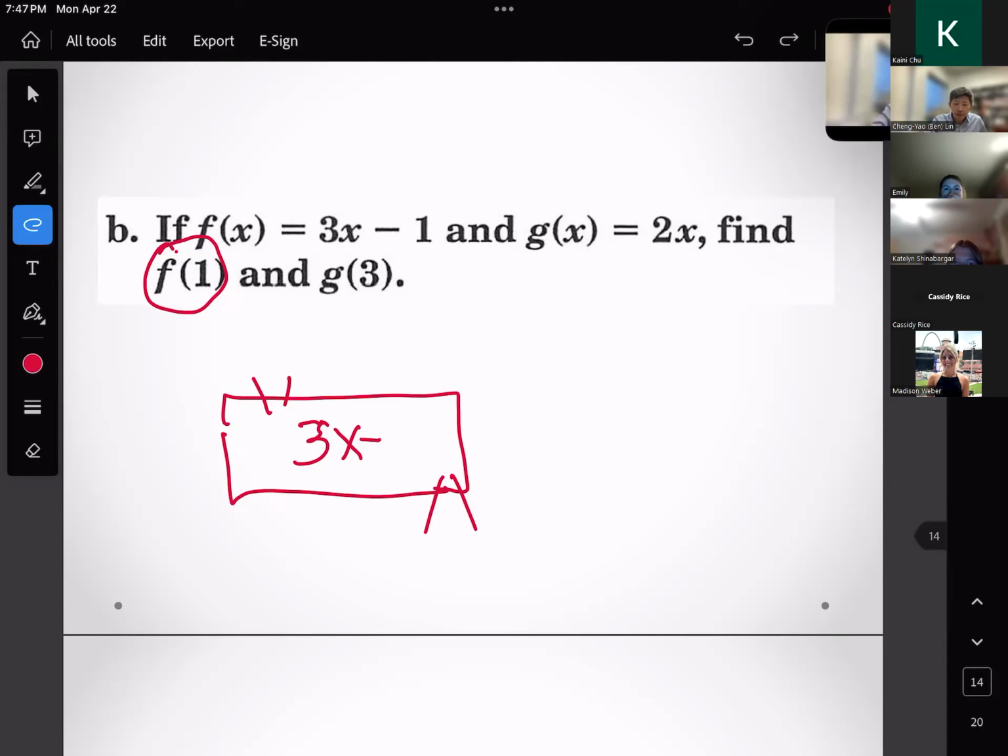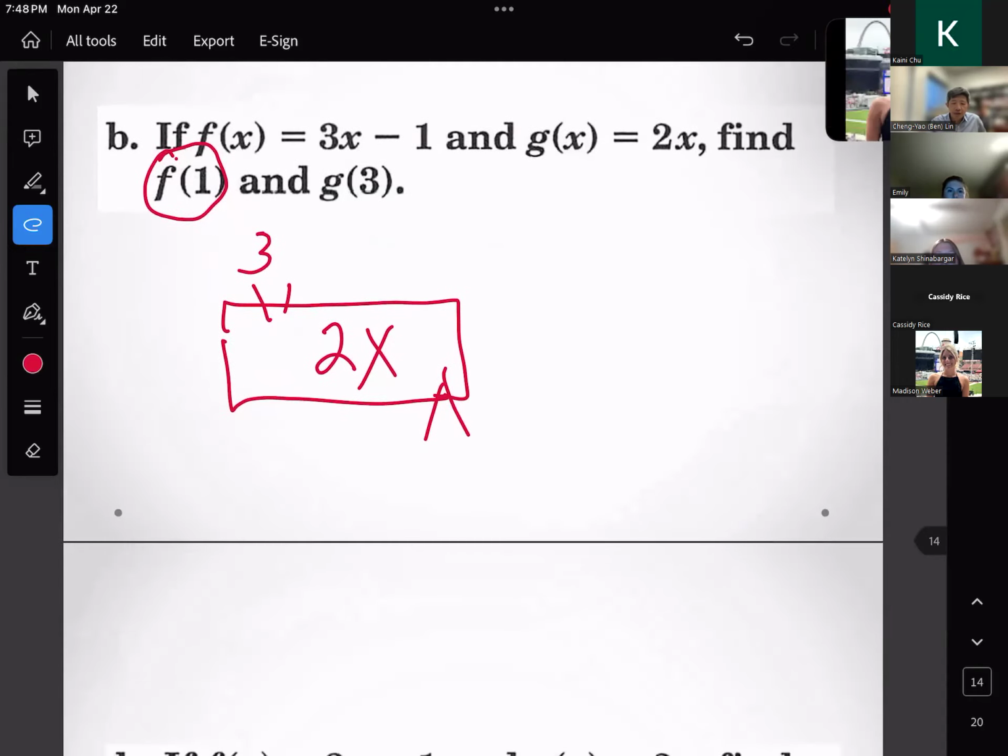Now here, another function machine. Now here is 2x. g of x is 2x, okay? Now, what is g(3)? What's g(3) there? 6. So the input is a 3 and the output is a 6. Is that right?